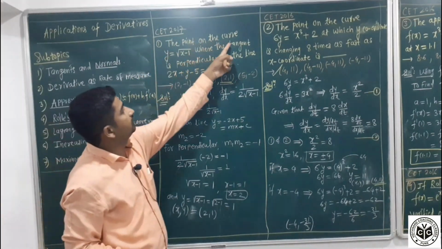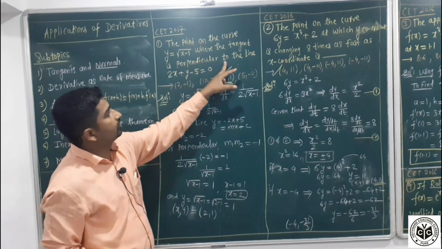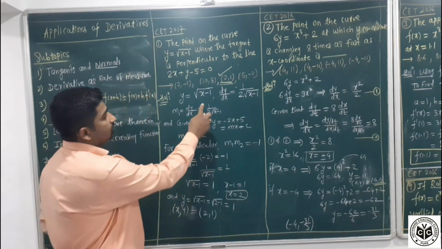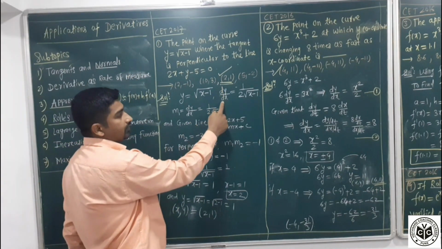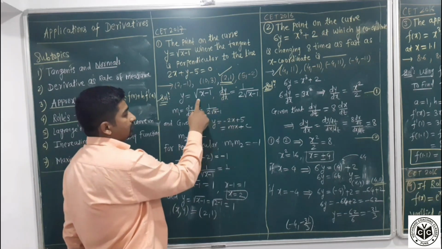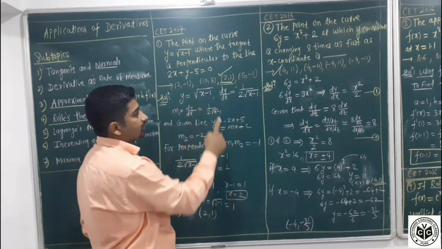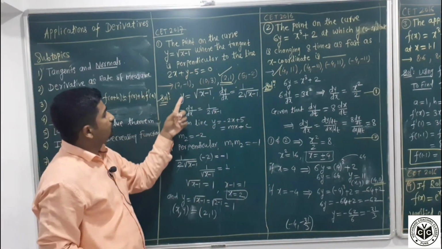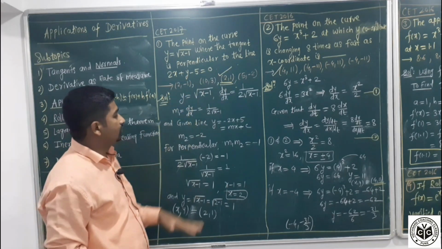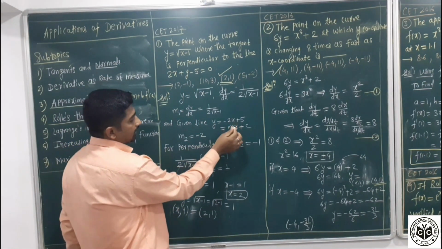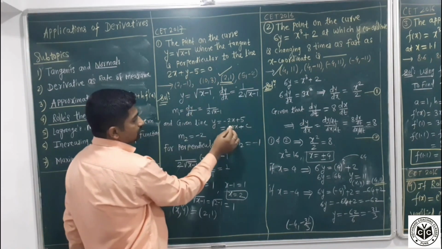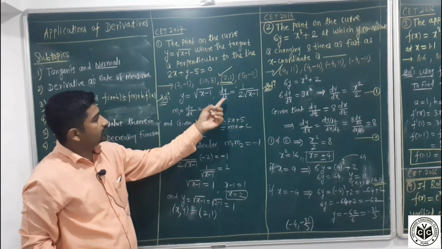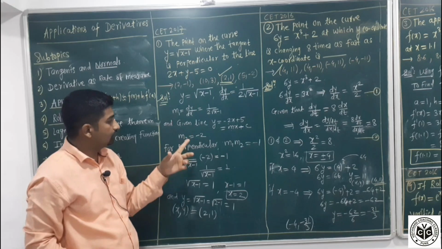The point on the curve where the tangent is perpendicular to the line. In this case, your curve is y is equal to root of x minus 1. So what is dy by dx? Dy by dx is a slope, which is the differentiation of root of x minus 1, which is 1 by 2 root x minus 1. And another line is given, that is 2x plus y minus 1 equal to 0. So if you compare with this line, y equal to mx plus c, the slope is minus 2.